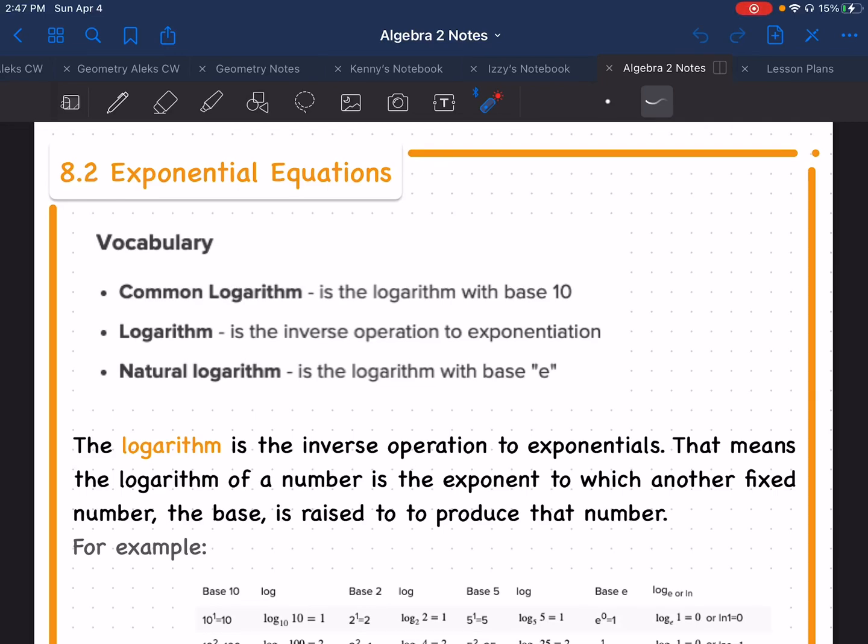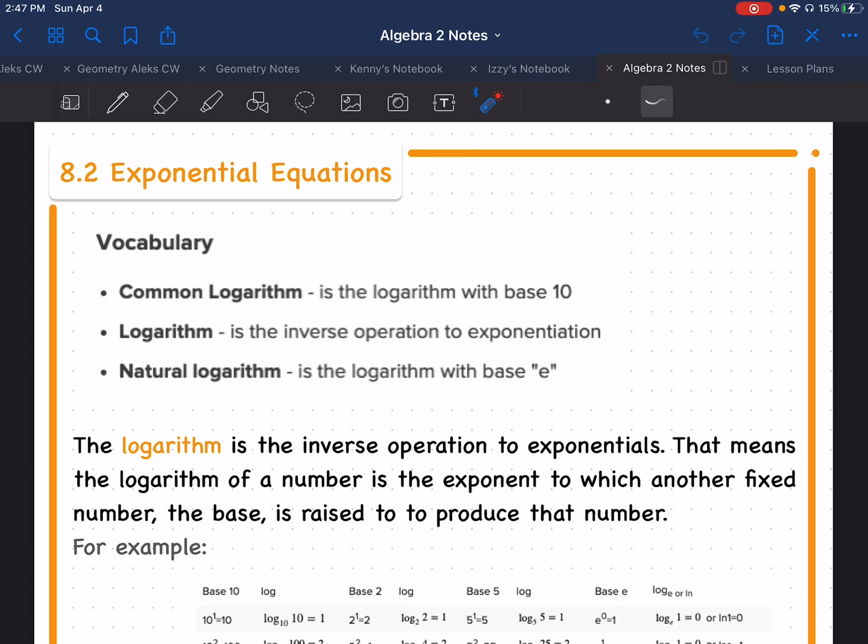Today's lesson is 8.2, Exponential Equations. Let's go ahead and review some of our vocabulary. The common logarithm is the logarithm with base 10. Remember that we do see it written as so, and we all understand that there is the base 10 here, we just don't write it.